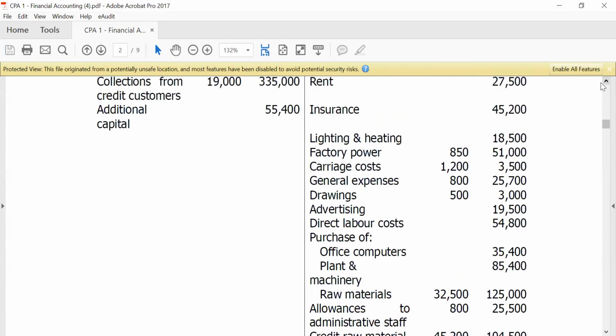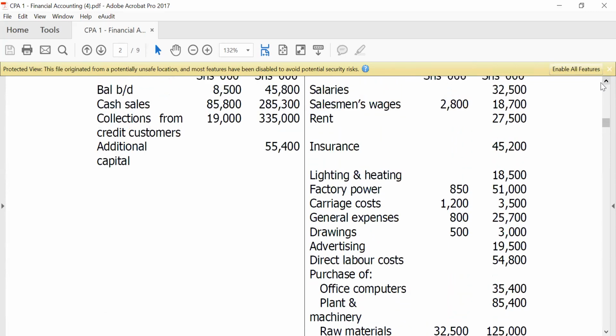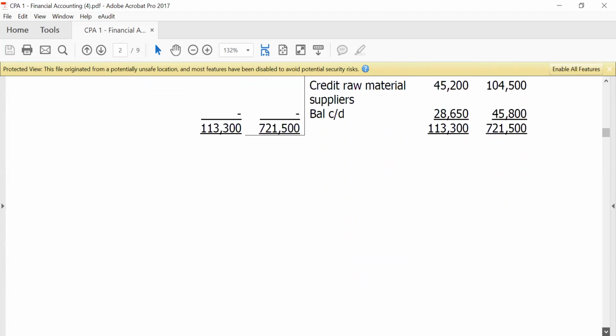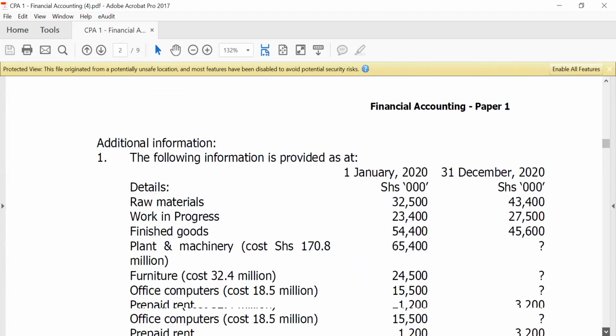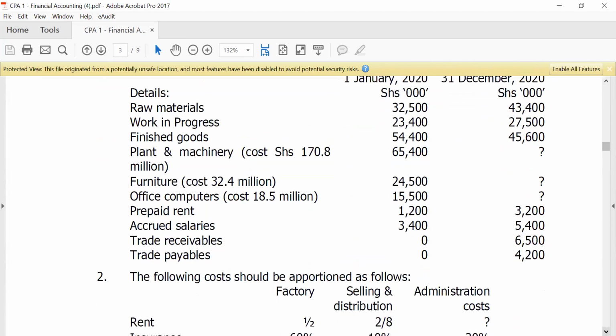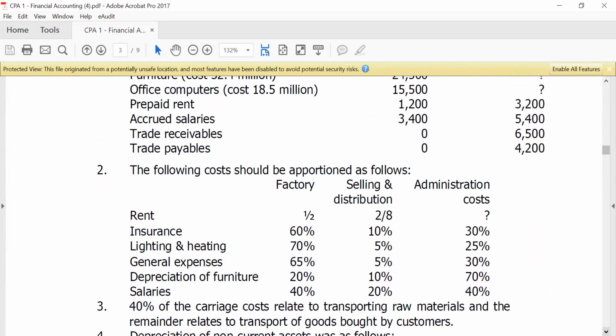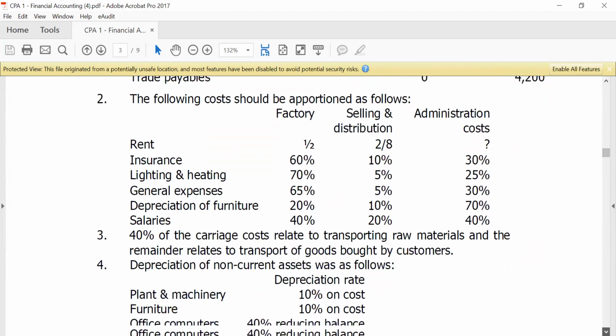Now, when you come to this question in the cash book, I don't know if you see this thing, 54,800. The 54,800 is our labor cost. Now, yours is just to check and see, is there any additional information on that labor cost? Maybe labor costs that went unpaid. We don't seem to see any.